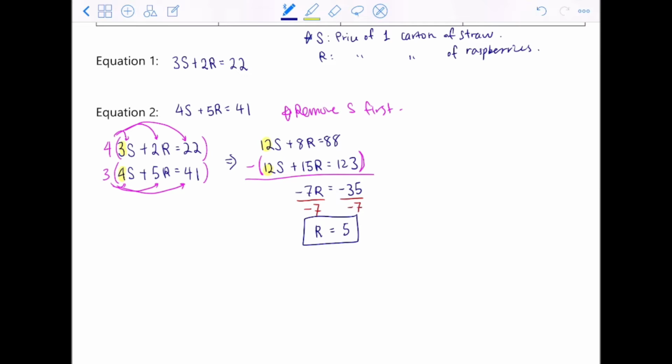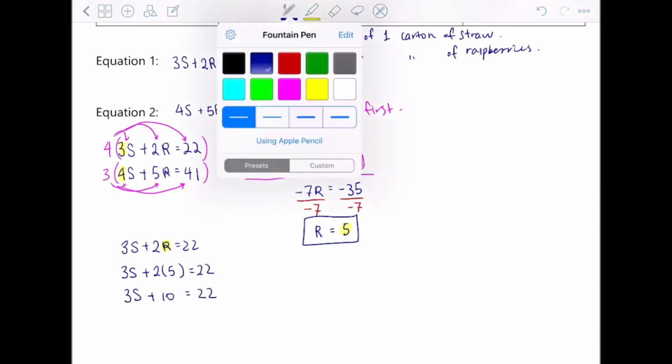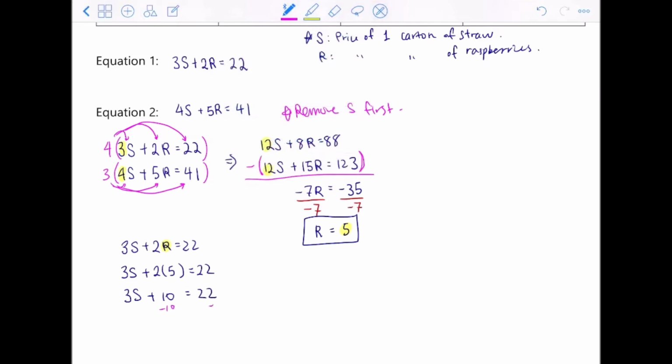Now we're going to sub this back into equation 1 or 2 to solve for S. It really doesn't matter which one. So 3S plus 2R equals 22. I'm going to sub this R value of 5 into the first equation here. Let's rewrite it: 3S plus 2 times 5 equals 22. So this one's 3S plus 10 equals 22. And you take away 10 on both sides.